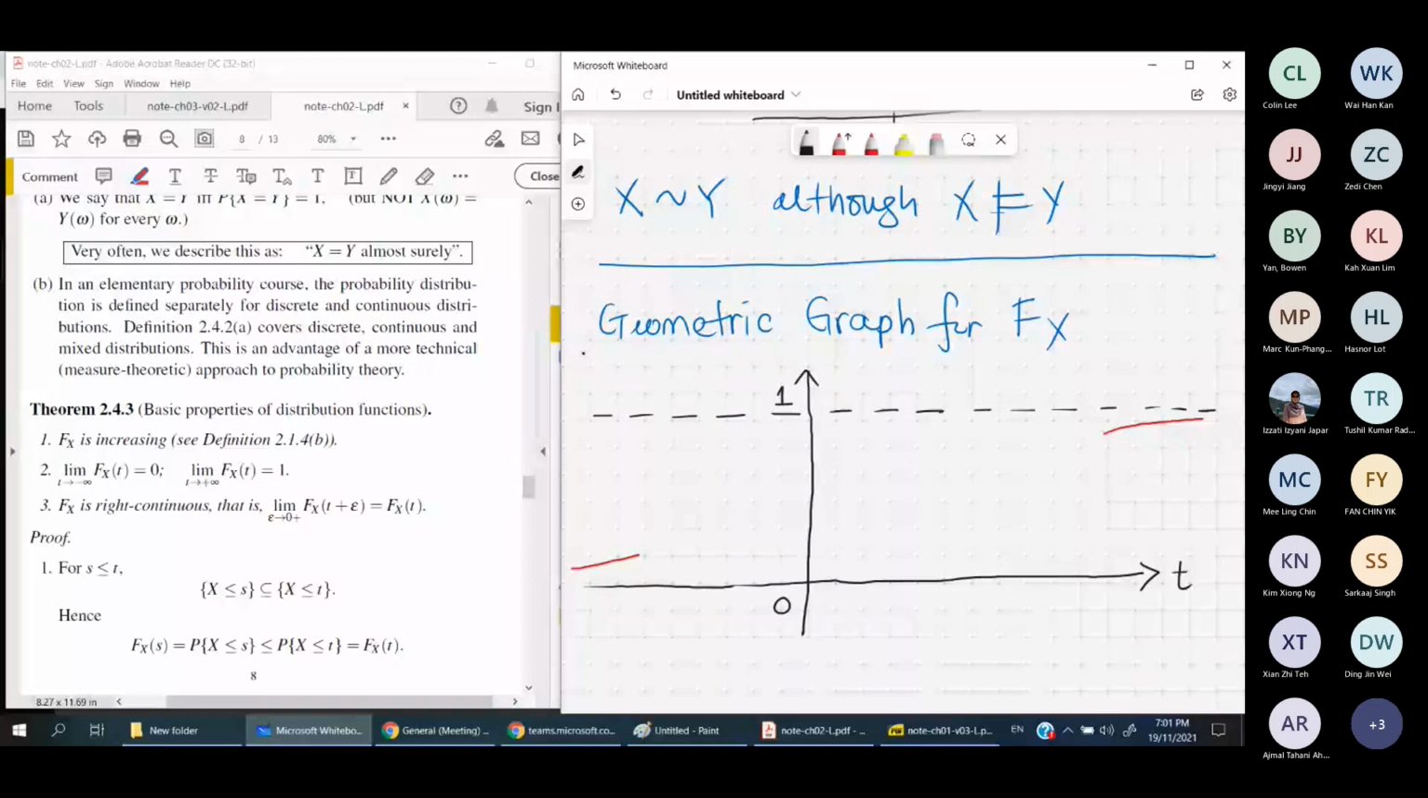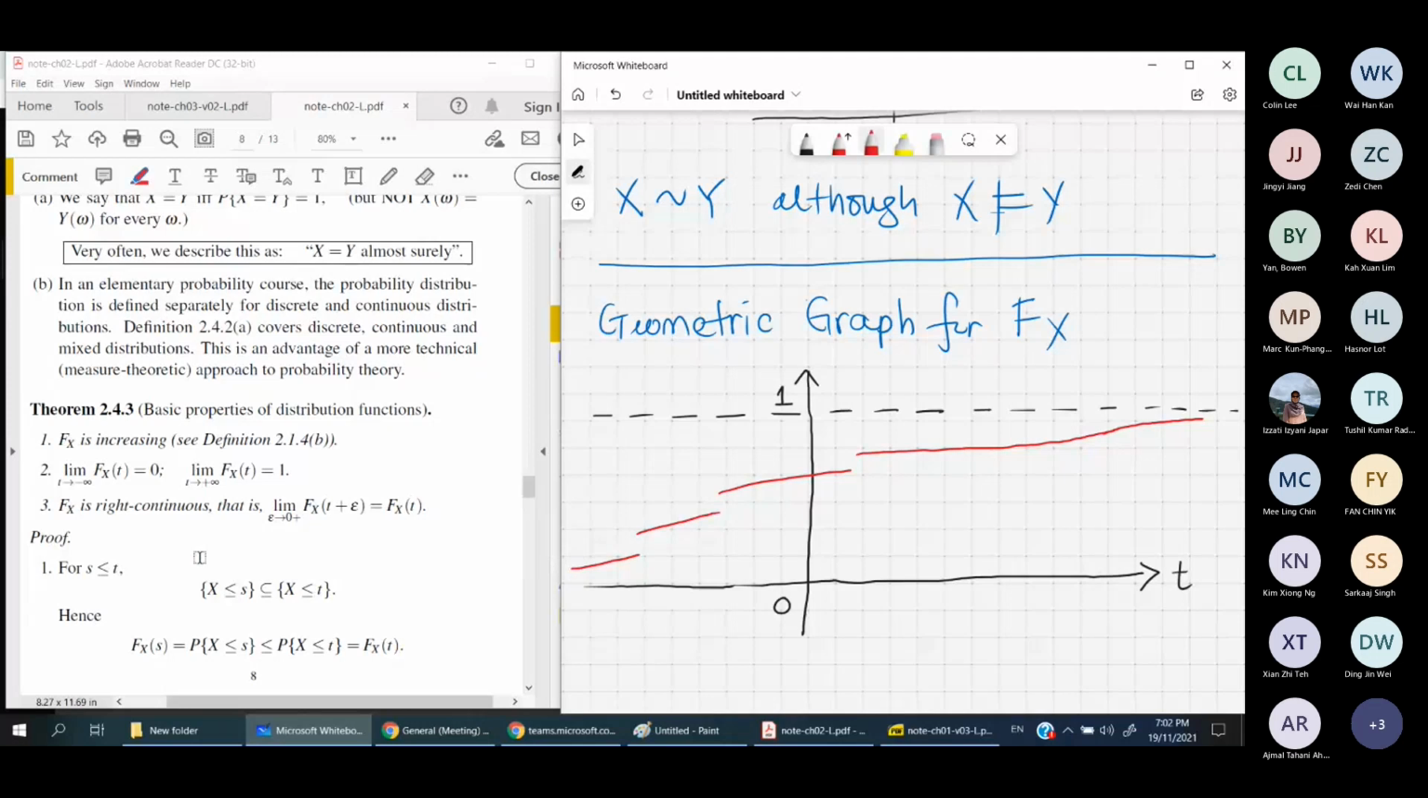Which is increasing, so that means it cannot be like this. It cannot be like this. It cannot be like this. So it's always going up. Not necessarily continuous, so it can be going up like this. Go up. Go up.